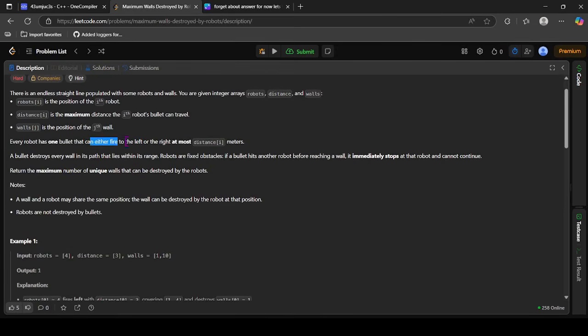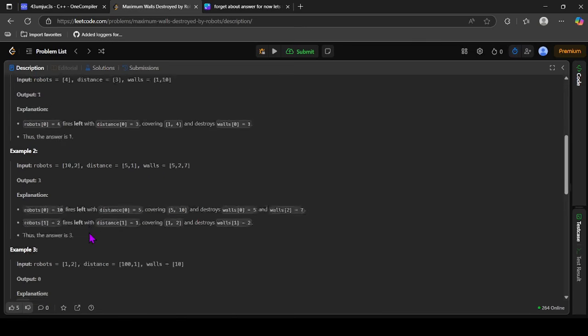Every robot has one bullet that can fire either right or left, at most distance[i] meters. A bullet destroys every wall in its path that lies within its range. Robots are fixed obstacles. If a bullet hits another robot before reaching a wall, it immediately stops and the bullet cannot continue. Return the maximum number of unique walls that can be destroyed by the robots. A wall and a robot may share the same position, and the wall can be destroyed by the robot at that position. Robots are not destroyed by bullets.